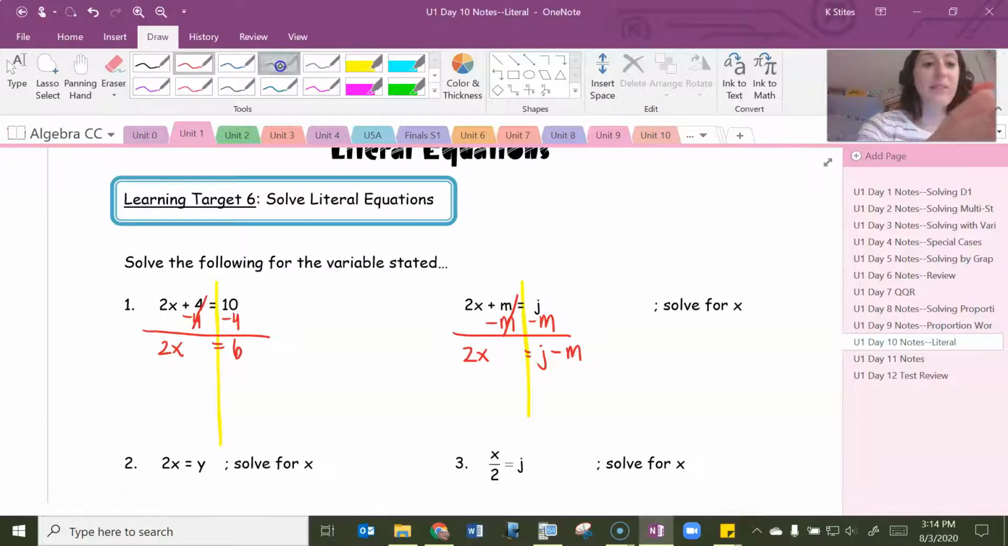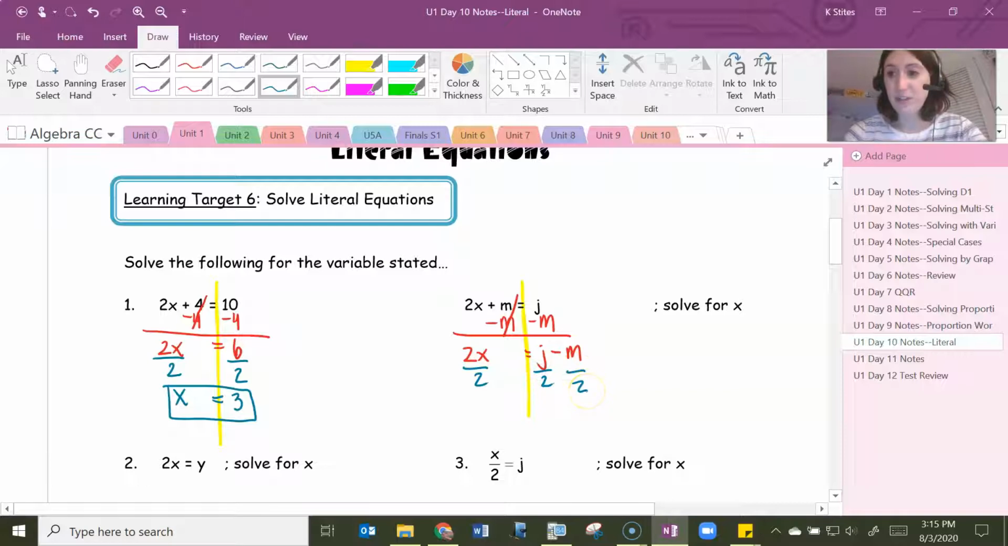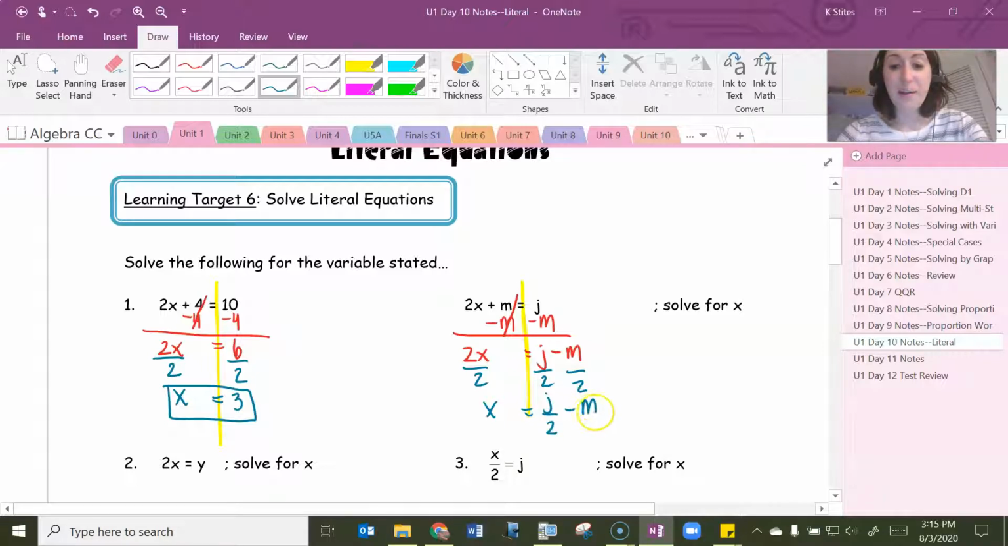Okay, let's go back to the problem you like. We're solving for x. What are you going to do? Divide by 2 on both sides. Okay, x equals 6 divided by 2 is 3. Oh, happy day. Okay, so what are you going to do with this one? You're still going to divide by 2. Because you can't do J divided by 2, you're literally going to put J over 2 minus M over 2. It can't be simplified. It's just going to stay like that.